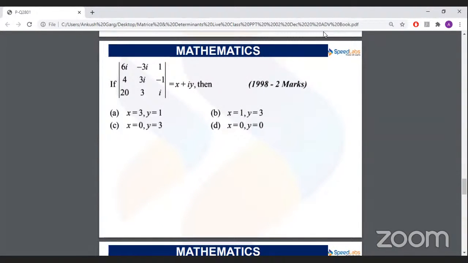What about this one? A very easy question. If this is equal to x plus iota y, what will be the value of x and y?